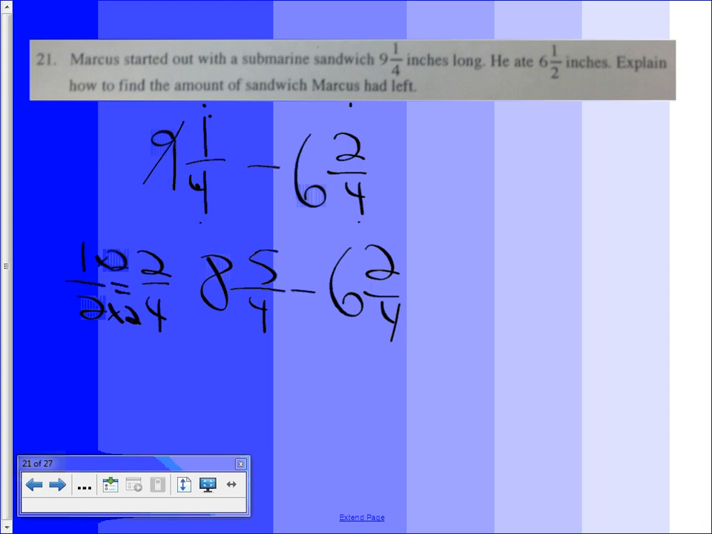Go ahead and subtract across now. 8 minus 6 is 2. 5 minus 2 is 3/4.